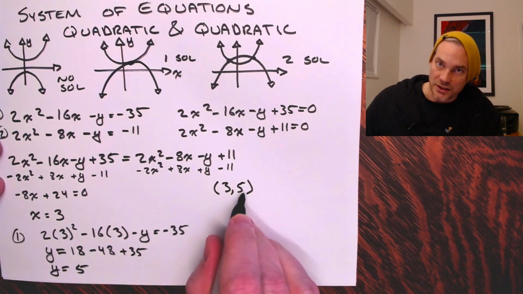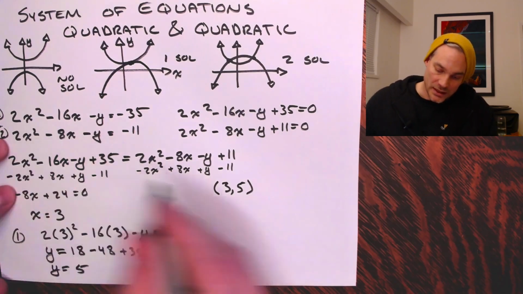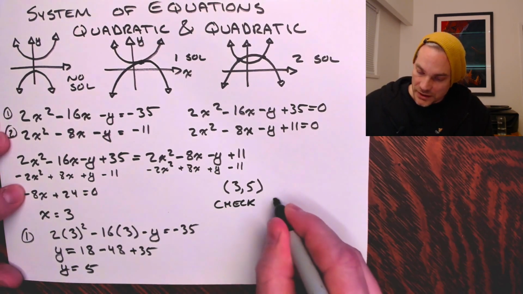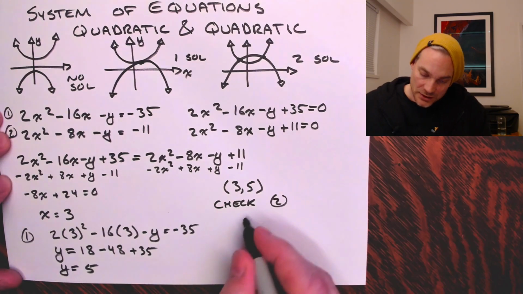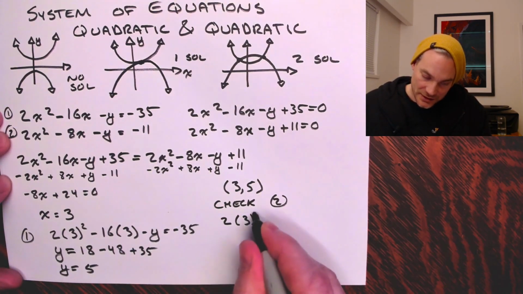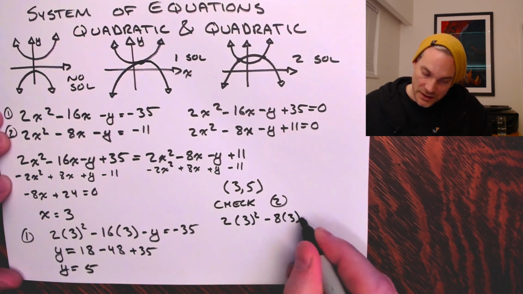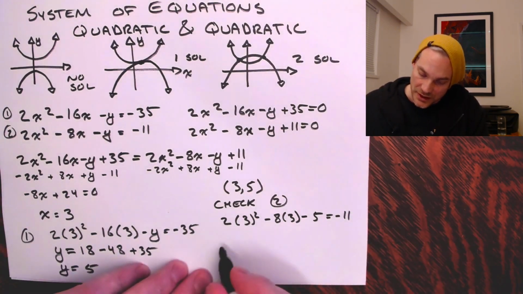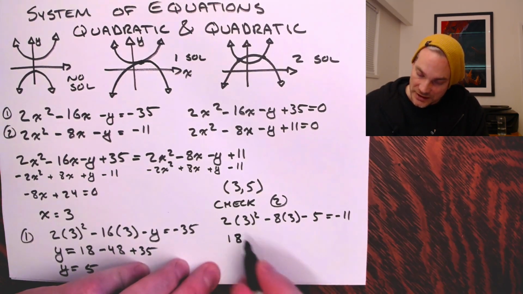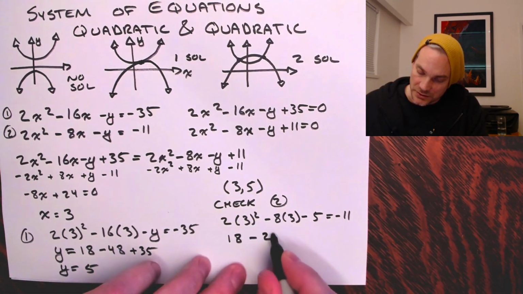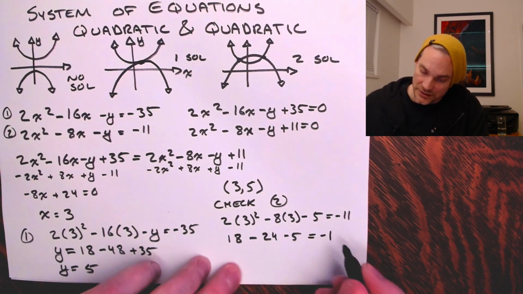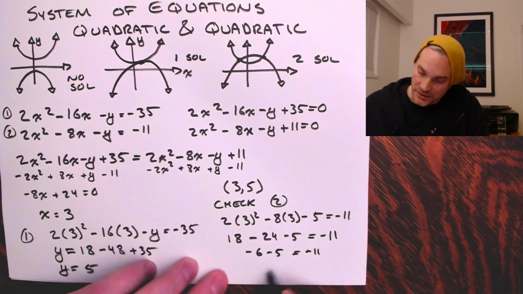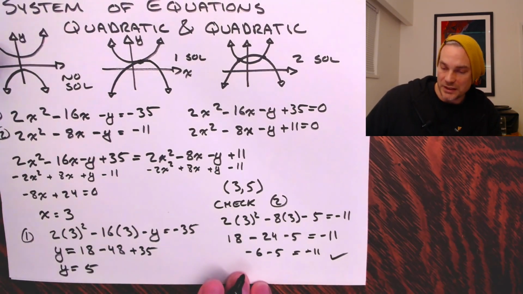So now I want to check if that's actually a solution. I go up and over here and substitute into equation 2. So I check on equation 2 because I used 1 to find it. So then I go 2 bracket 3 squared minus 8 bracket 3 minus, and now y is 5, and that is supposed to equal -11. So now I have 2 times 9, which is 18, minus 3 times 8 is 24, minus 5 equals -11. So that's minus 6 minus 5 equals minus 11. That is true. Okay, so we know that the point does actually work.